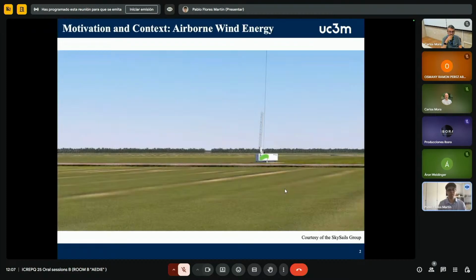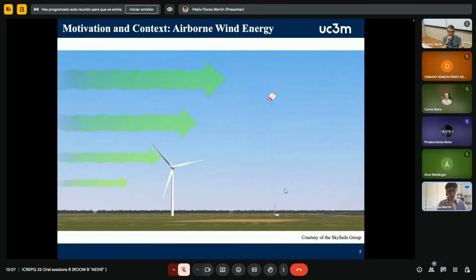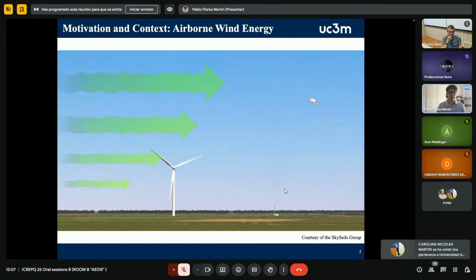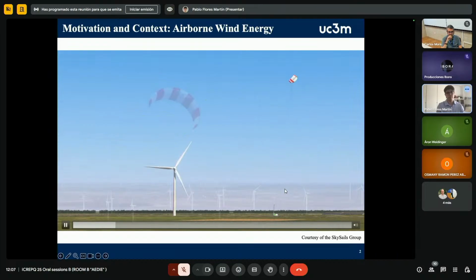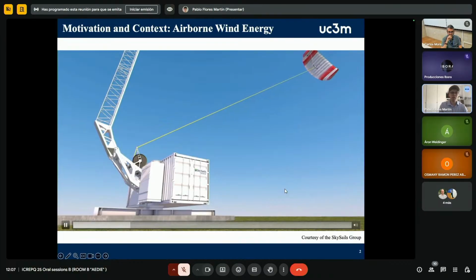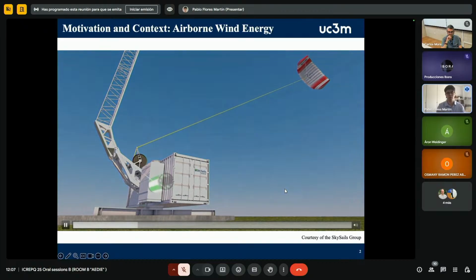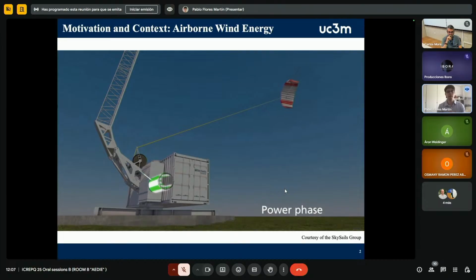AWES is a revolutionary technology that captures energy from high altitude winds, which are typically stronger and more consistent than those near the ground. It achieves this by utilizing a tethered kite connected to a ground-based generator. It produces energy in a two-phase cycle. During the power phase, also called the reel-out phase, the kite pulls on the tether as it unwinds from the drum, turning the generator and therefore generating electricity.